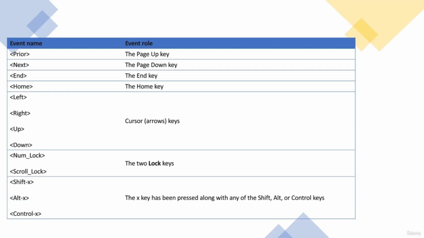We have the Shift-X, the Alt-X, and Control-X events. The X key references the key pressed alongside the Alt, Control, or Shift keys. The rest of the events are self-explanatory.